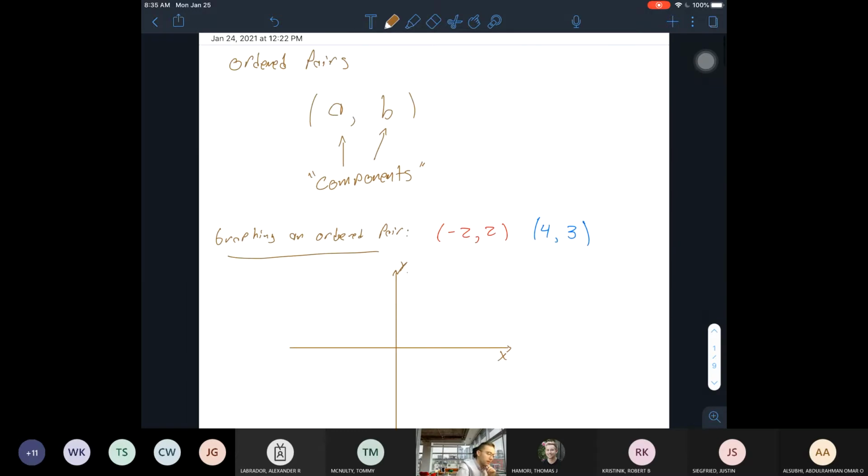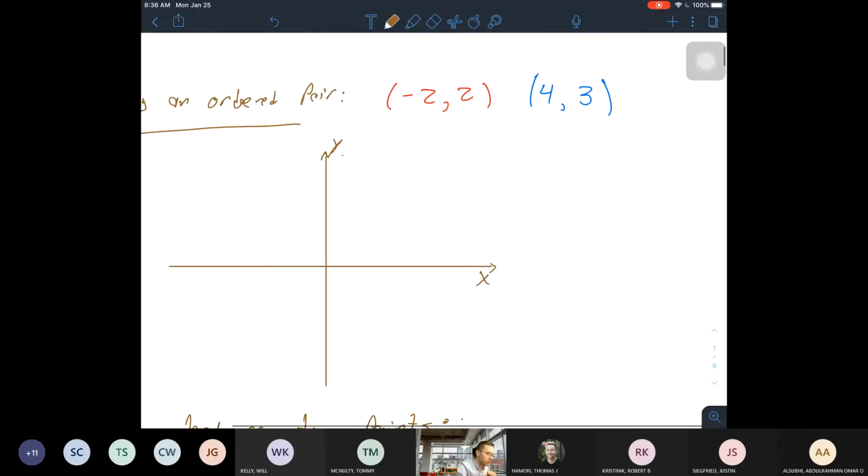Okay, and we call this parentheses a comma b end parentheses an ordered pair. And we call these numbers A and B, which are representing values in this case, the components of the ordered pair. Okay, so we would call A the X component, and we would call B the Y component. Okay, and the way we graph them is just by setting up basically two number lines.